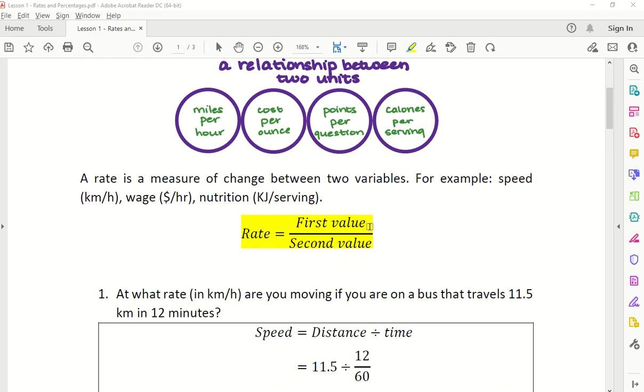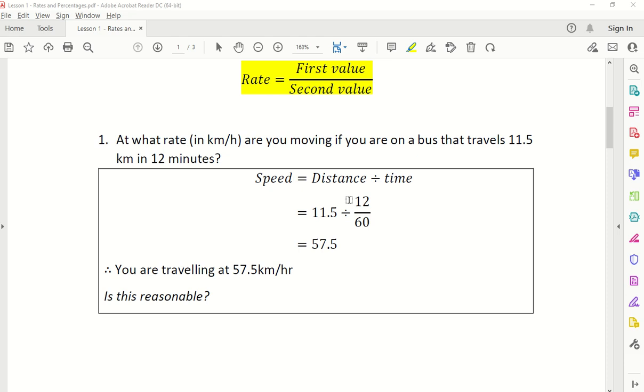Essentially, and I've tried to highlight key formulas in yellow, a rate is the first value divided by the second value. It really is that simple. So if I wanted to know speed, it's the first value, kilometers, divided by the second value, hours. First value, dollars, divided by the second value, hours. First value, kilojoules, divided by the second value, serving. Anyway, let's have a look at this first example.